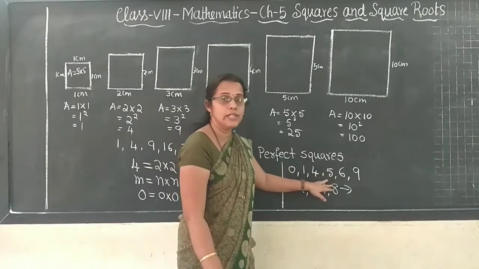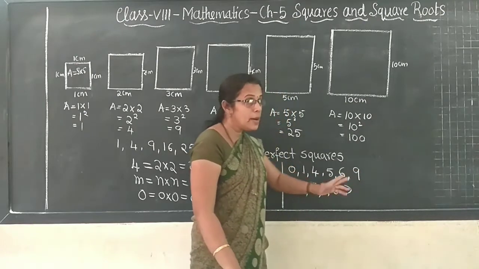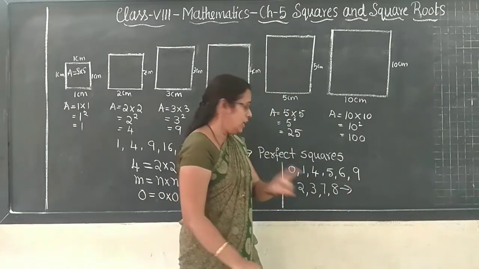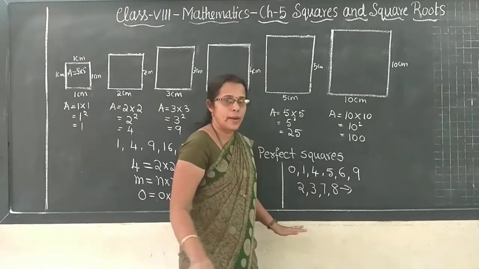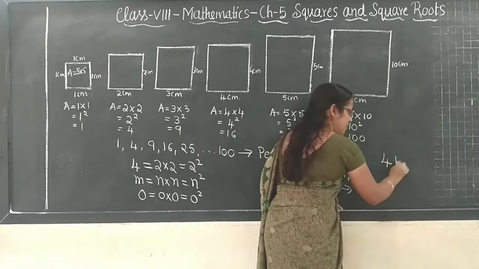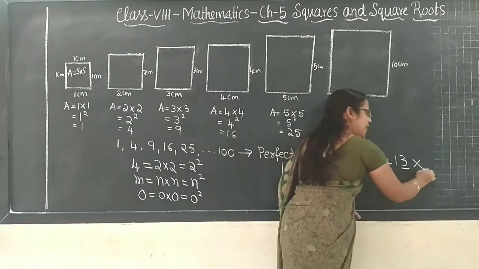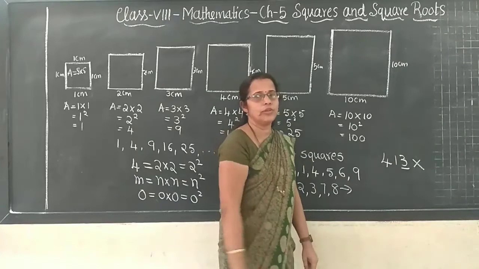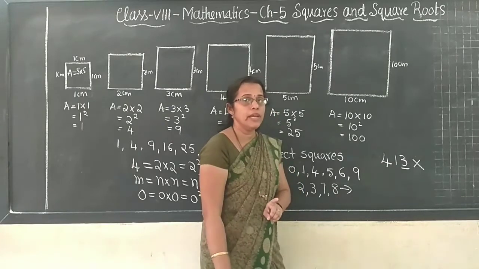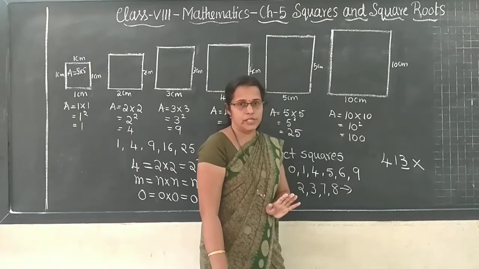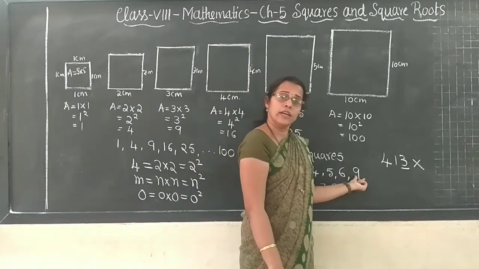Every number that ends with 0, 1, 4, 5, 6, 9 may or may not be a square number. But any number that ends with 2, 3, 7, 8 never becomes a square number. If I say, children, 413 ends with 3, so it is not a perfect square number. You can confidently say any number ending with 2, 3, 7, 8 is never a perfect square.